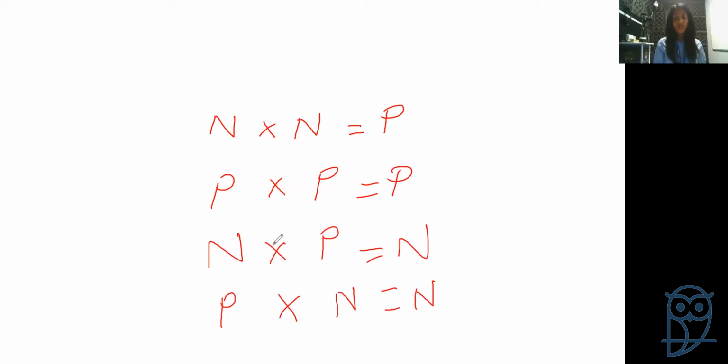In other words, if the product has two different signs, if there's a negative sign and a positive sign, the answer will be negative. If it's a positive sign and a negative sign, the answer will be negative. Okay, that's because when you have two different signs, the product of it will be negative. Okay.